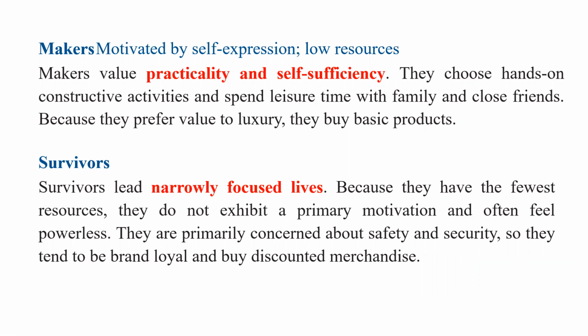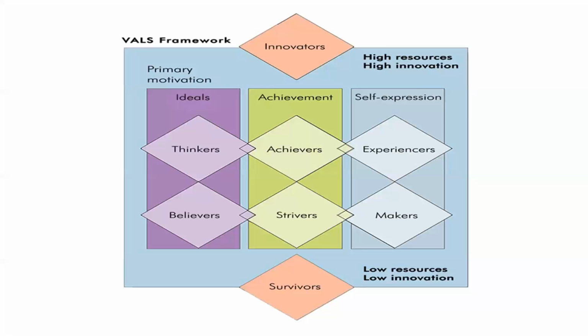So all these things will affect the decision making process. I have shown this figure again so that you can recall these things: 3 primary motivations are there: ideals, achievement, and self-expression. If we look at innovators, they are high on resources as well as high on innovation. If we talk about the left part, they are lacking in resources, and if we see the survivors, they are low on resources as well as innovation, and they are not at all driven by any of the motivations.